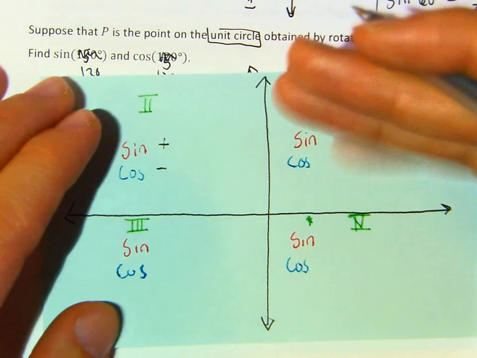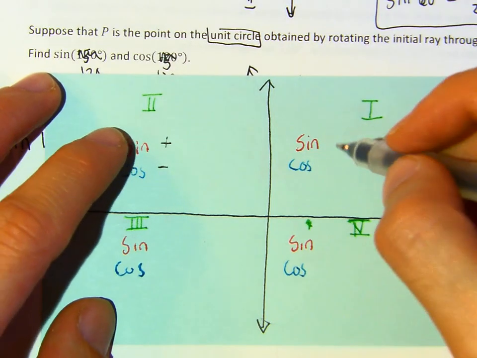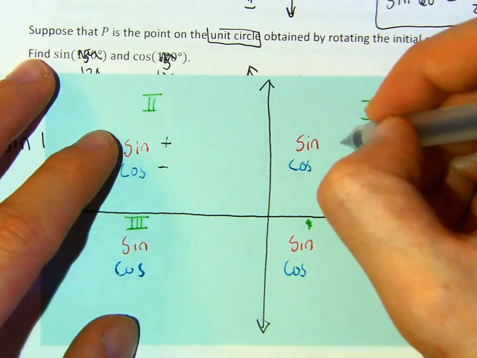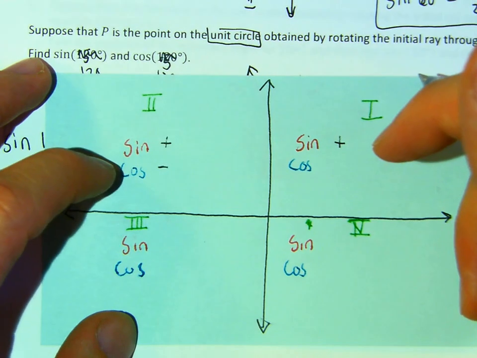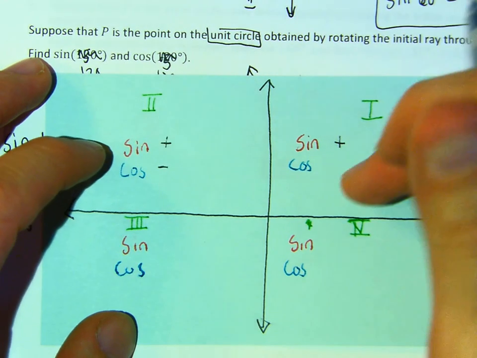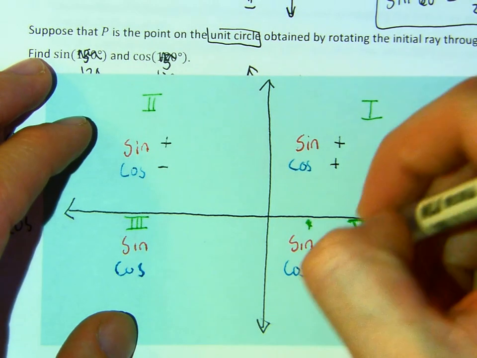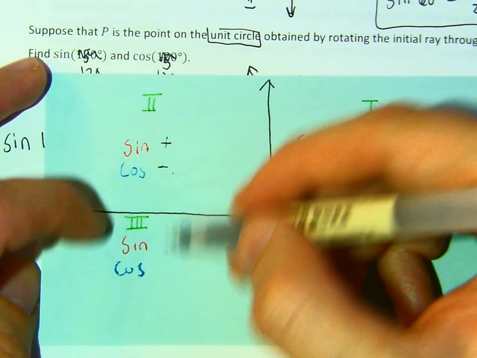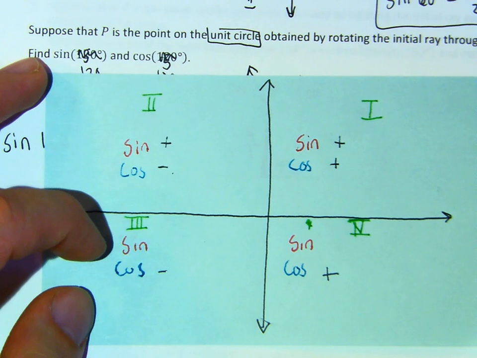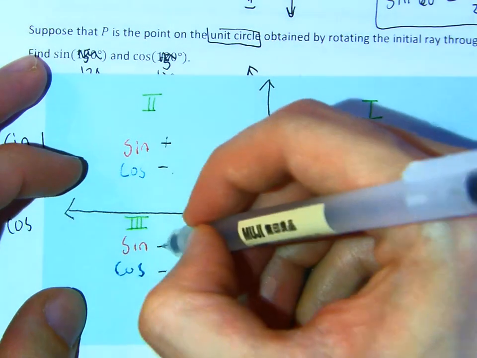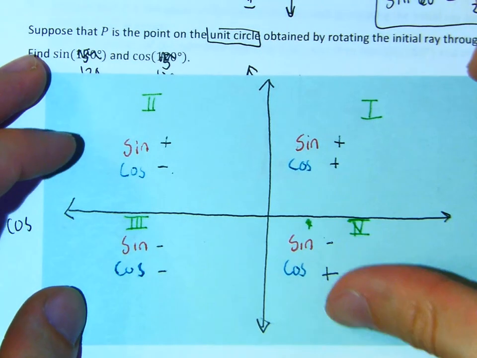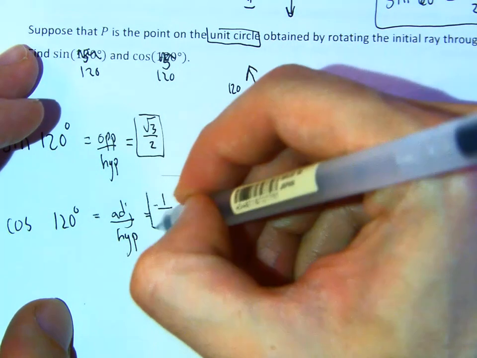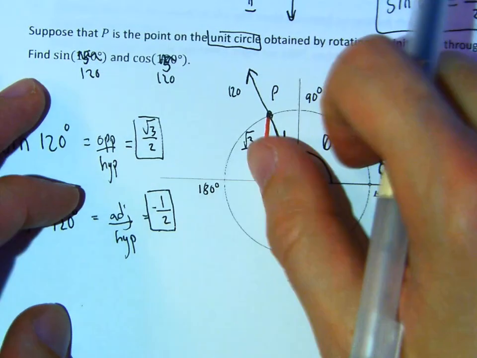So when is sine positive? Sine is positive in the same position where height is positive. So it's going to be positive here and here. Where's cosine positive? Cosine is positive here and here. Where is cosine negative? Here and here. And where is sine negative? Here and here. Okay, and it's going to represent the same idea. So this idea over here, this cosine of 120 is negative a half.